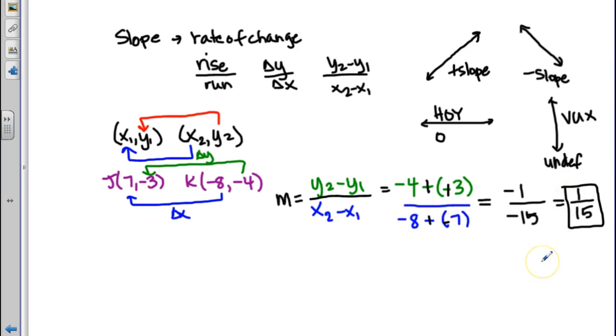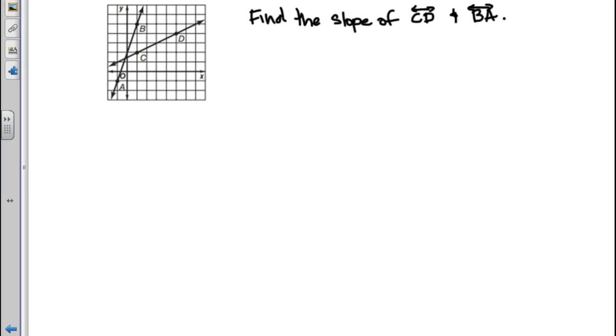Very small increments. That means every time I move up 1 on my graph, I'm going right 15. Very, very flat line, almost horizontal, very flat. All right, hope that makes sense, but we'll keep going because we're going to need this to determine whether lines are parallel or perpendicular. So let's look at these two.